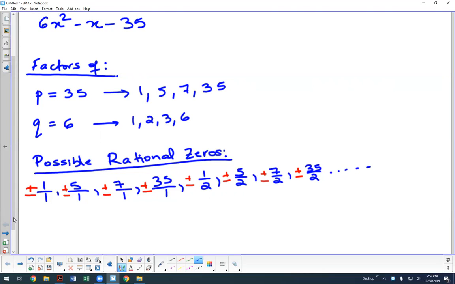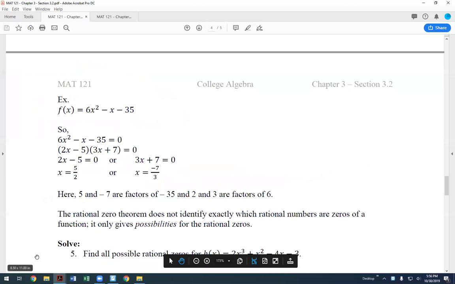And I'm not going to list all of them because this is a pretty long list in here. But out of all these possible rational zeros that I can have, you will notice the only 2 that work are 5/2 and negative 7/3 out of all those possibilities. So that's what the rational zero theorem basically does. It gives you all the different options that could work, but they don't tell us which one is actually going to work. So that's why we need to bring a bunch of different theorems together to be able to find what zeros we will have.